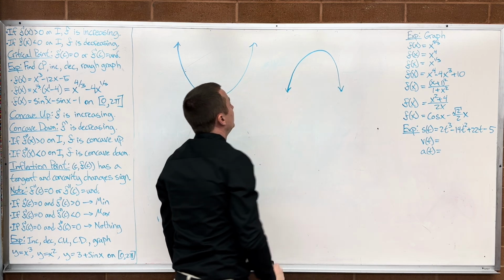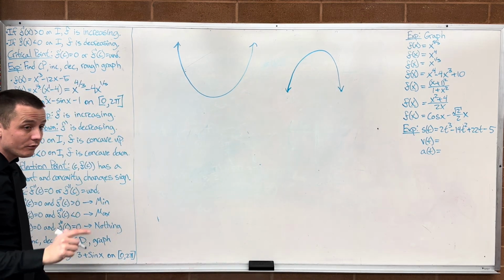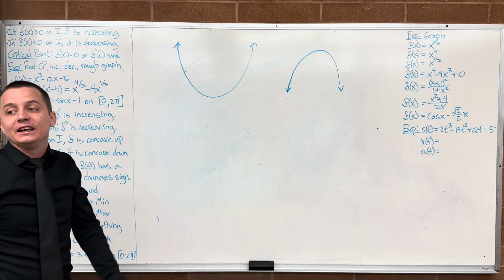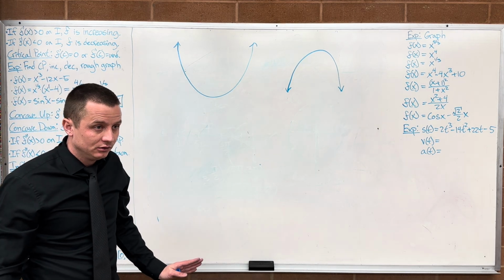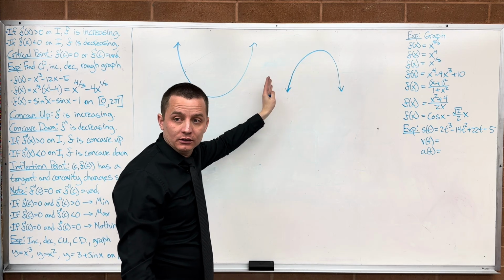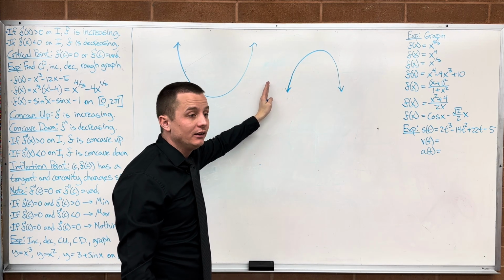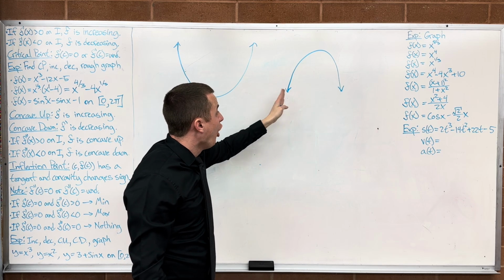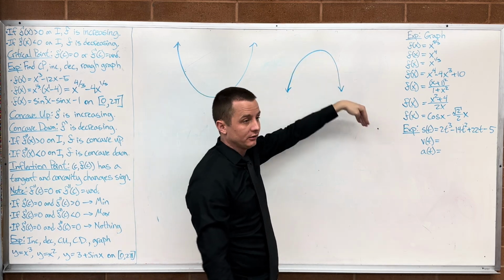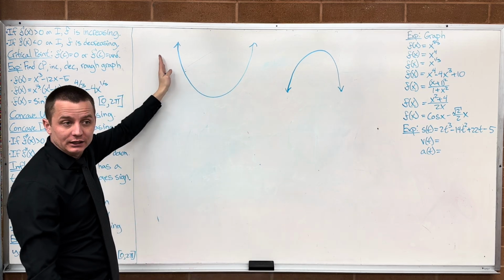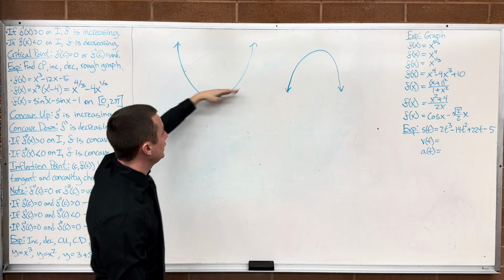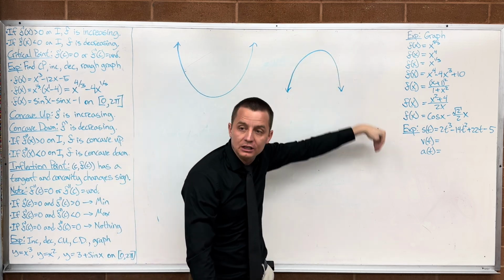If you were to walk this path, it's constantly getting easier the further you go. The slope keeps on decreasing. This one is hard at the beginning, real easy at the end. This one is really easy at the beginning, hard at the end. The slope here keeps increasing, the slope here keeps decreasing.